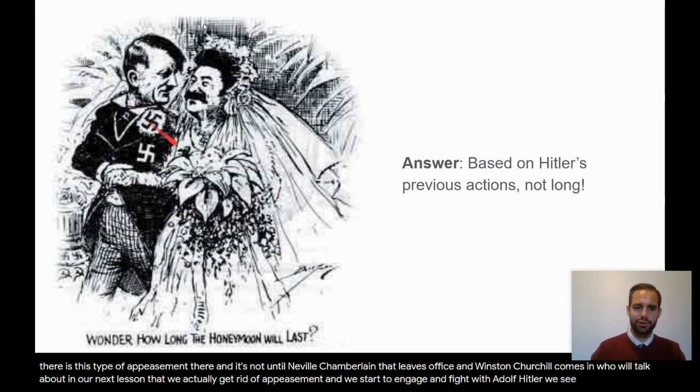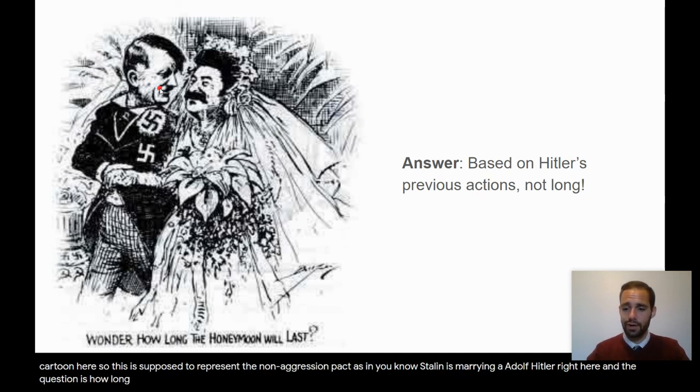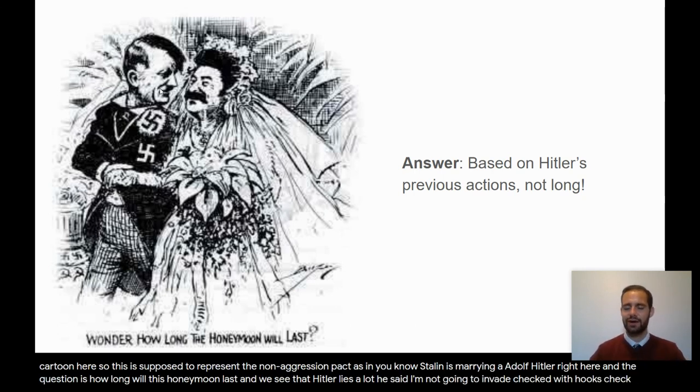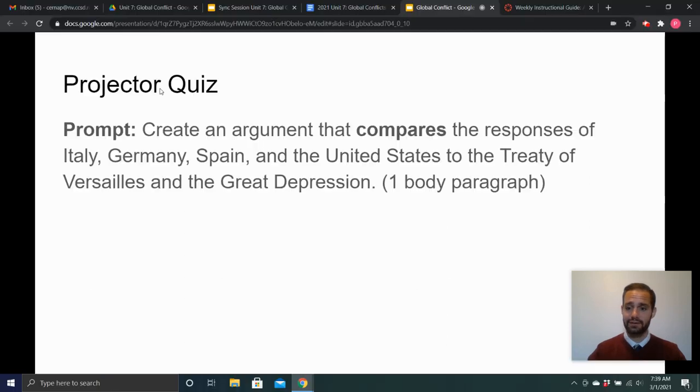We see this political cartoon here. So this is supposed to represent the non-aggression pact, as in, Stalin is marrying Adolf Hitler right here. And the question is, how long will this honeymoon last? And we see that Hitler lies a lot. He said, I'm not going to invade Czechoslovakia, and then does so. I'm not going to invade Poland, and then does so. So, yeah, Hitler lies a lot. And that's kind of the way it is. So we can assume moving forward how long that non-aggression pact is going to last.